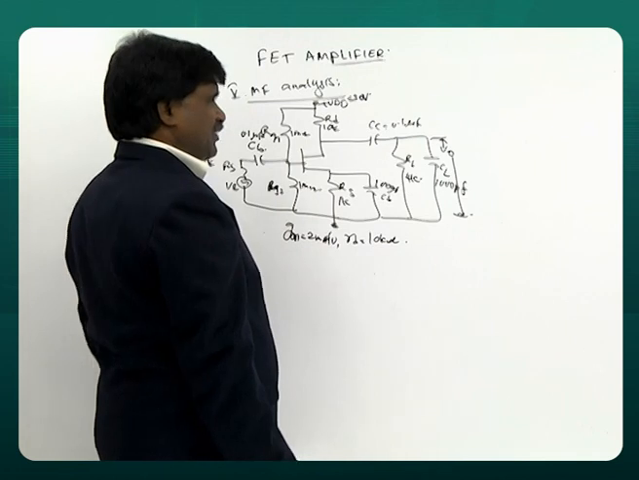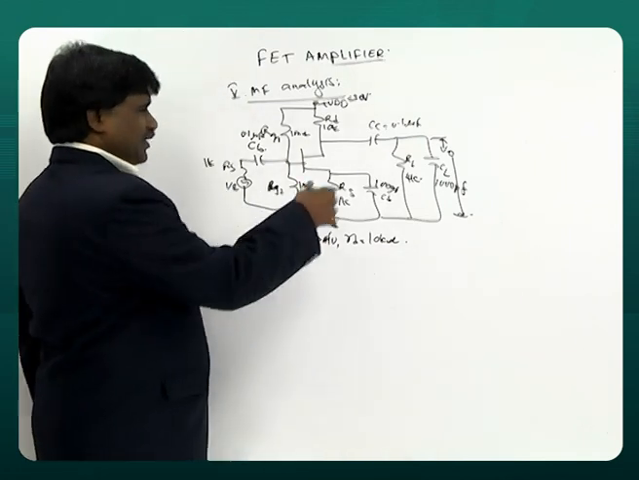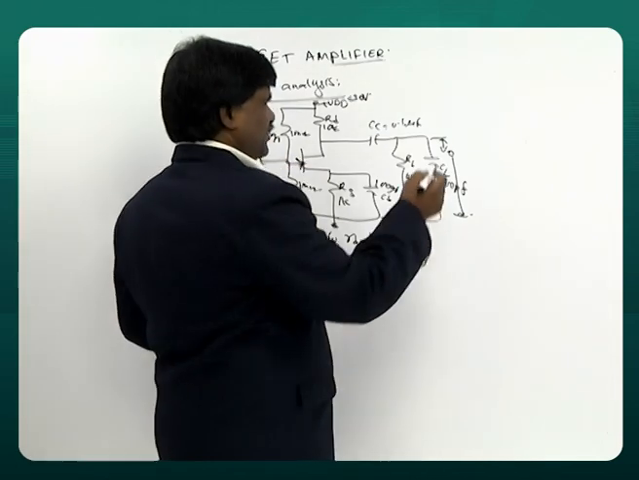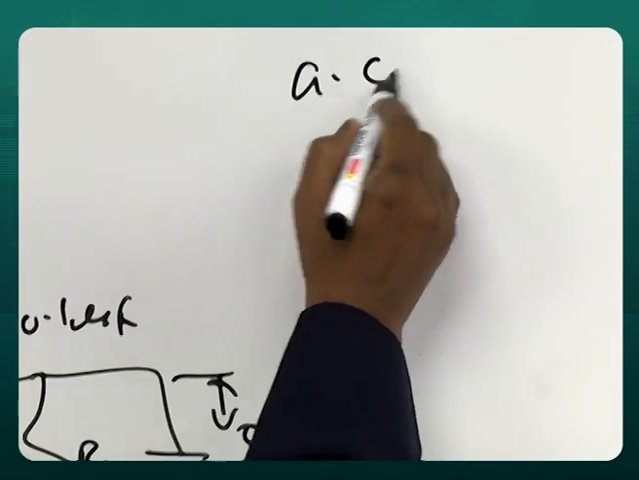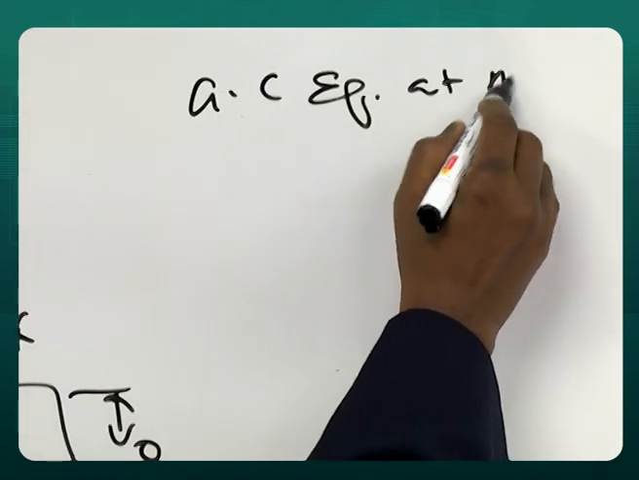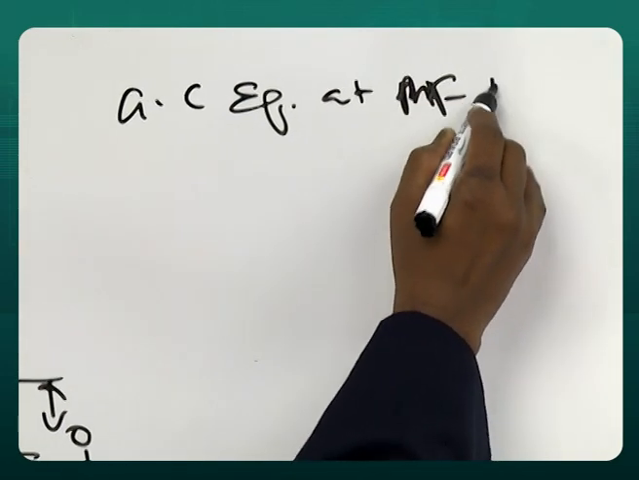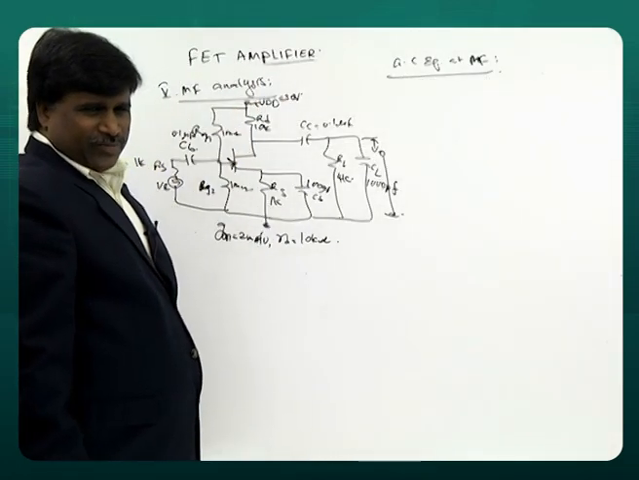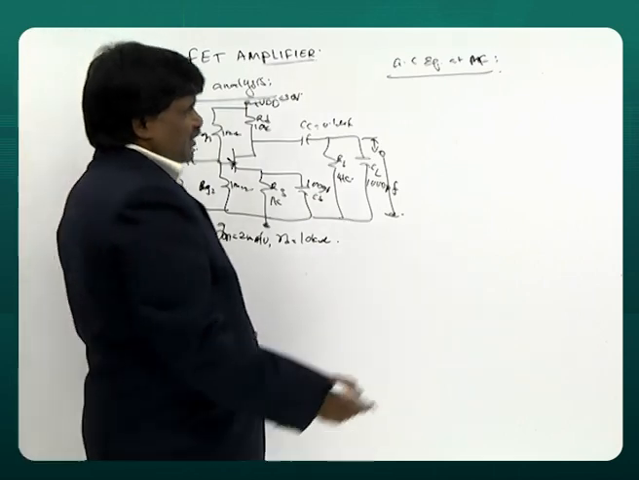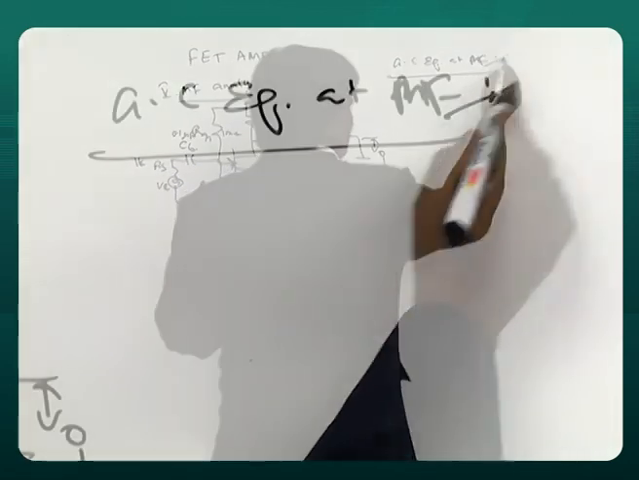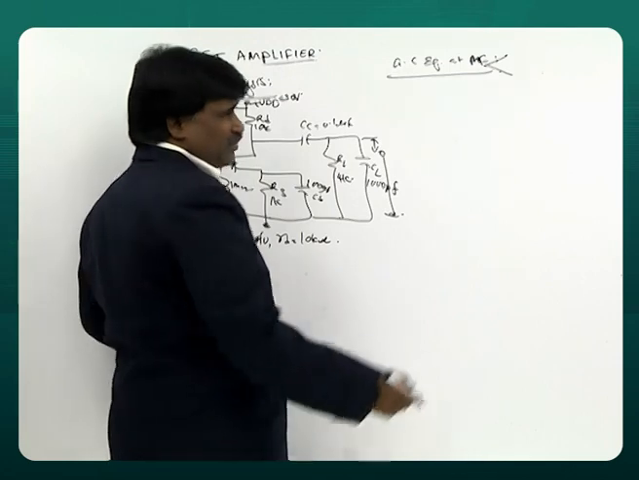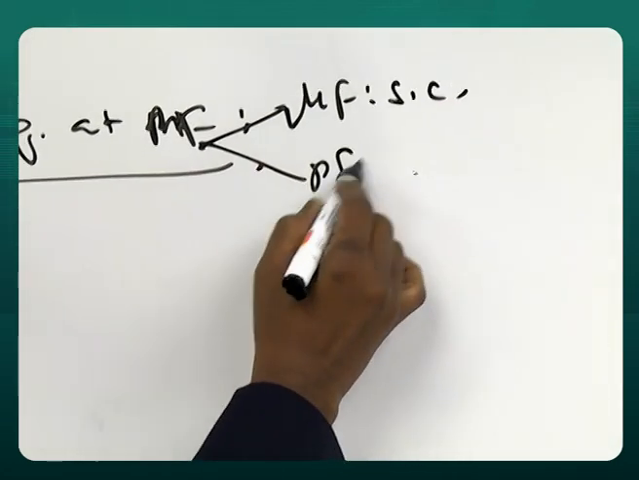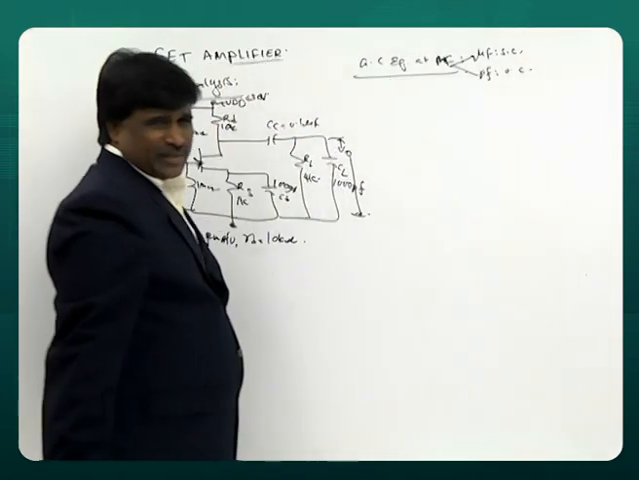When you go for mid-frequency analysis, you need to draw the mid-frequency equivalent. This is N channel. So we call this the AC equivalent at mid-frequency. What is it? When you say mid-frequency, as I already told you just now, all microfarads are short circuit. Picofarads are open circuit.